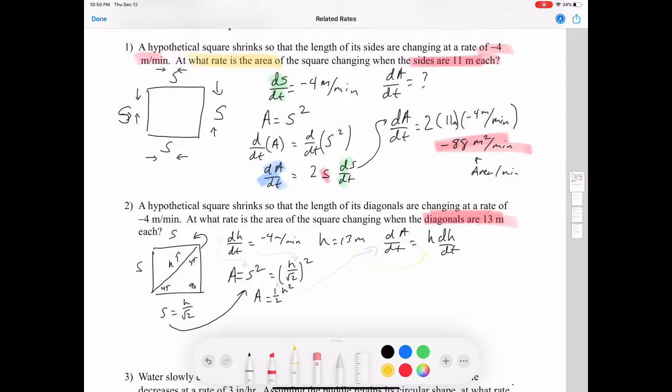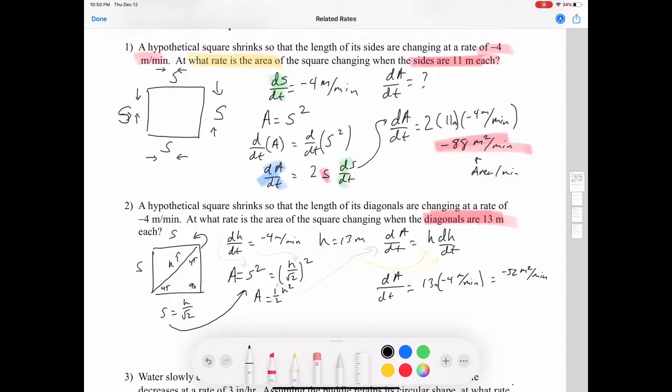We know what dH/dt is. So dA over dt is equal to h, which is 13, times negative 4 meters over minutes, which multiplies to become negative 52 meters squared per minute. Alright.